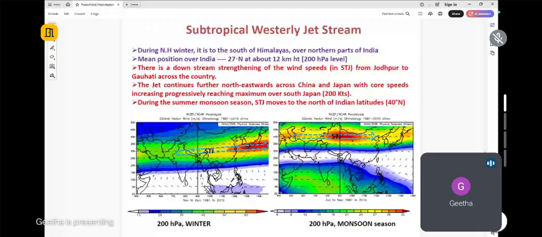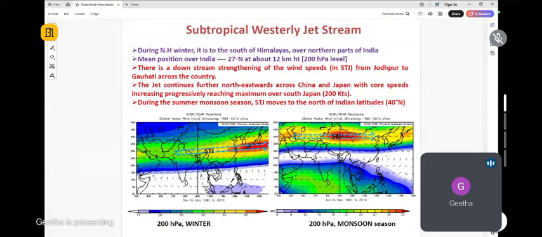That is, as you go from crossing here on the western side, Jodhpur, on the eastern side, you can say it crosses Guwahati. So as you go over the Indian region from Jodhpur to Guwahati, the wind speeds downstream, which means as it moves in the direction of flow of the wind, increase. So there is downstream strengthening of the wind speeds from Jodhpur to Guwahati across the country.